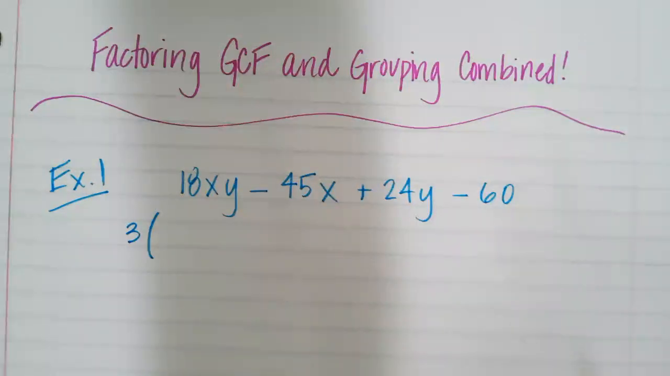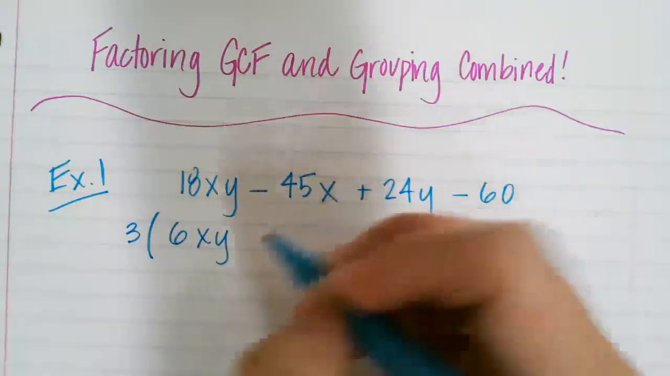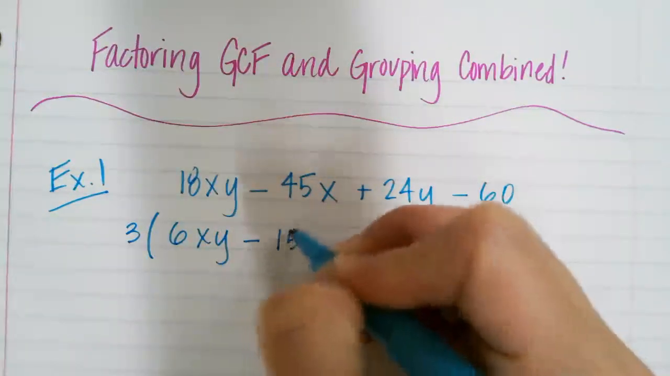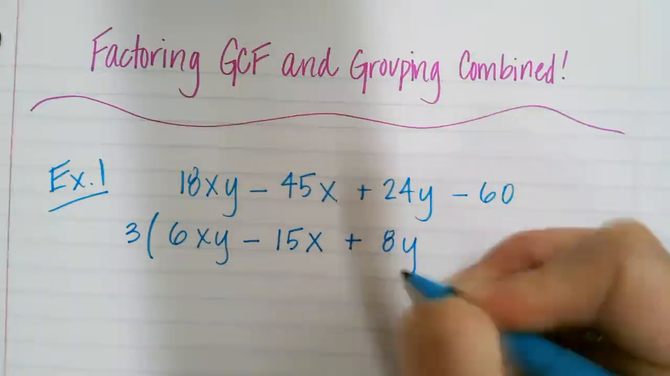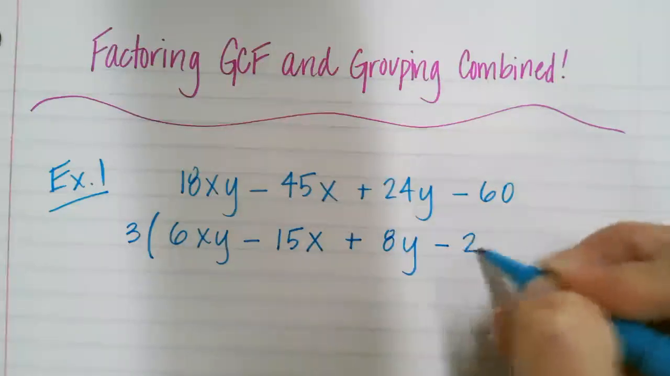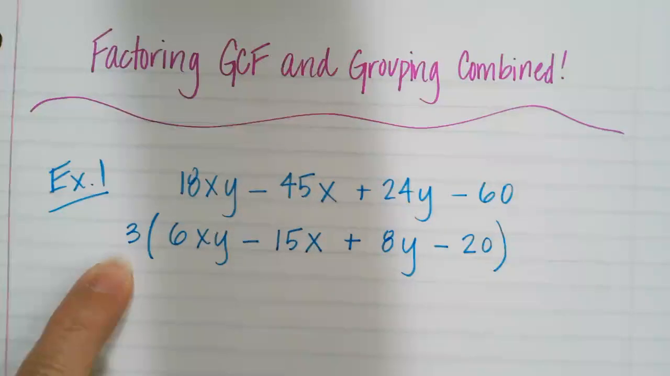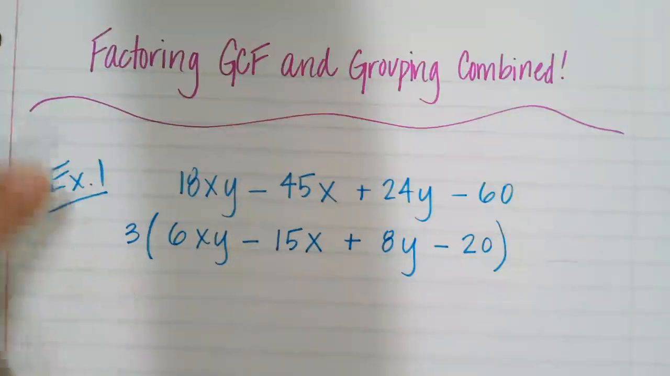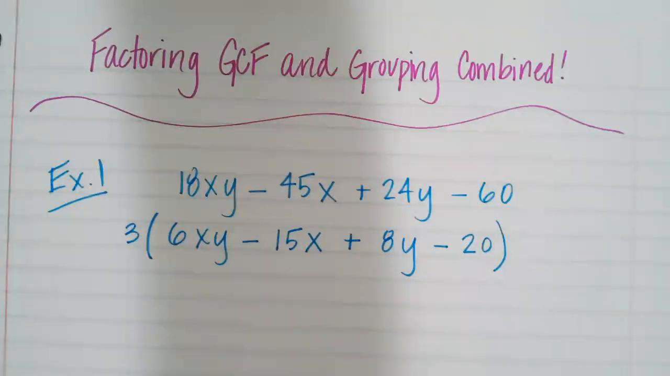And when I factor out a GCF of 3, that's going to leave 6xy minus 15x plus 8y minus 20. So all I did was basically reduce everything by 3. I can't get rid of that 3. That needs to stay there because the only way to get back to the original problem is if that 3 is included in my answer. So I can't just ignore it. It has to be there.